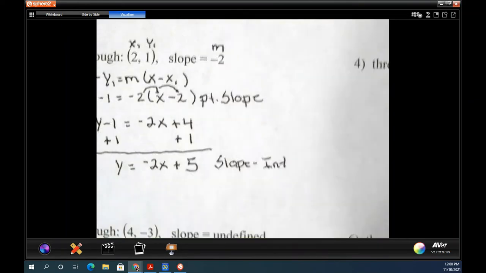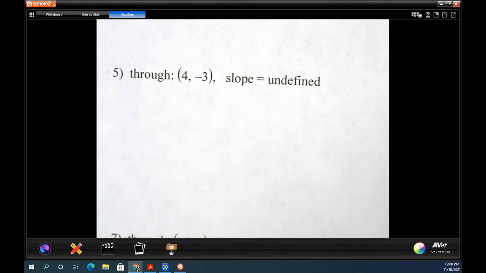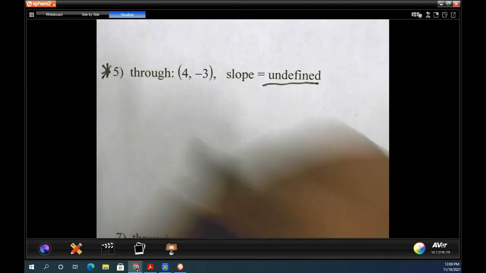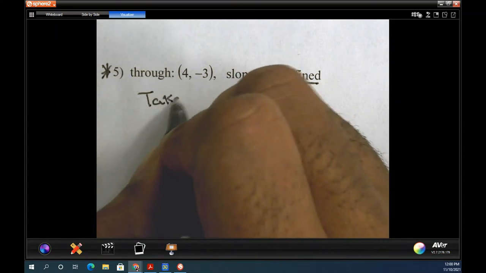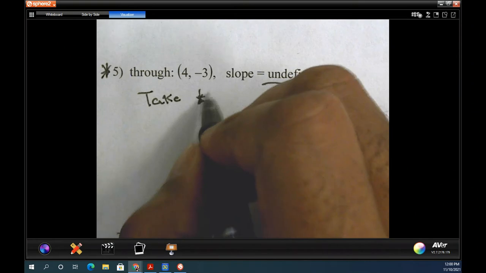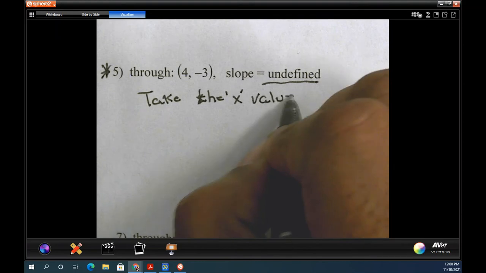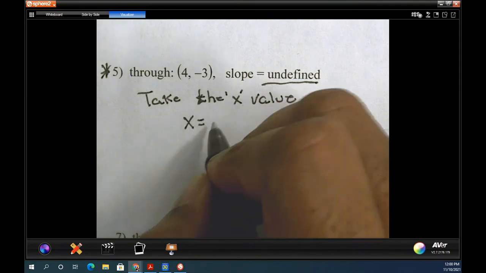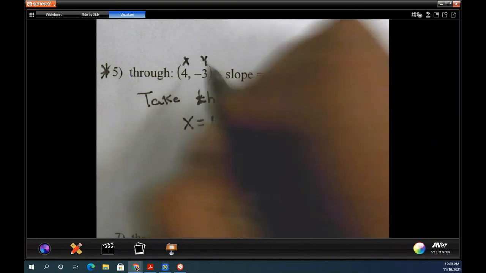Number 5. Let's go to number 5. Slope is undefined. Here's another. Put an asterisk by this one. Keep this sheet. When the slope is undefined, all you do now is take the x value. So your answer here would just be x equals 4. Because there's your x, here's your y.